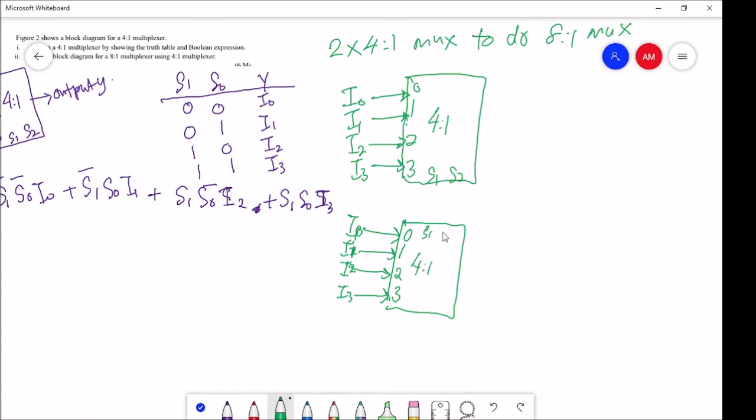And then combine S1 and sum 1 and sum 2 with the other multiplexer, and then use a 2-to-1 multiplexer to get the output Y. Combine both of the 4-to-1 multiplexers, and then you get an 8-to-1 multiplexer using 2 4-to-1 multiplexers.